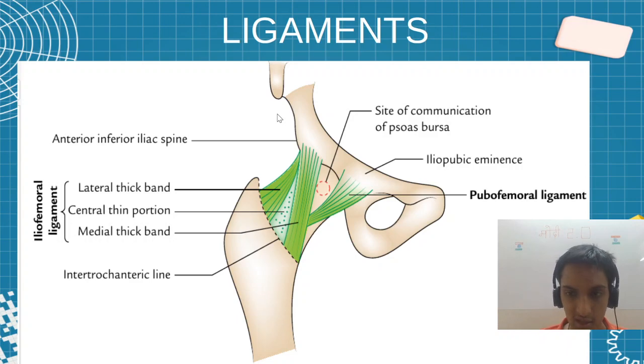Now the ligaments. So what ligaments are there? We have the ilio, ischio and pubofemoral ligaments. Here you are seeing the pubofemoral ligament, and here you are finding the iliofemoral ligament. It has a lateral and a medial band; together that is called the iliofemoral ligament, from the ilium to the intertrochanteric line of the femur. Pubofemoral is from the pubic crest up to the intertrochanteric line of the femur. This is a thin portion, and this is the site for the bursa.